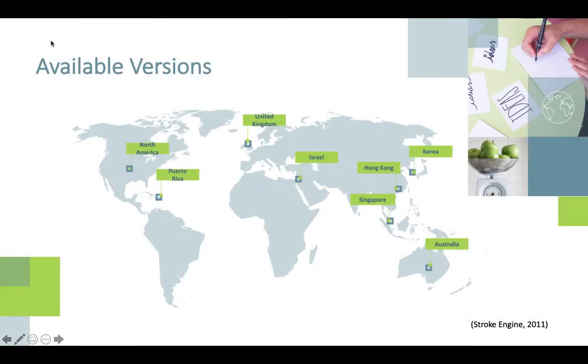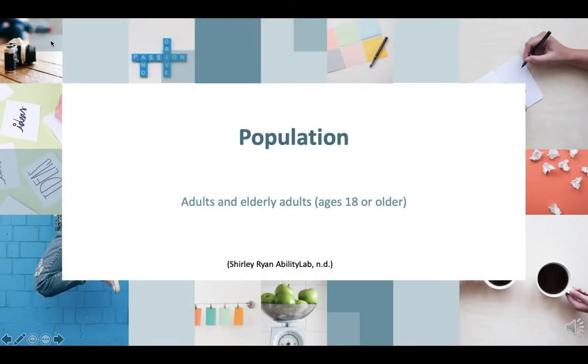The original activity card sort has been modified to suit populations in Hong Kong, Israel, Puerto Rico, Korea, Singapore, Australia, the United Kingdom, and North America. Other languages also include Hebrew, Spanish, Korean, Chinese, and Dutch. The target population for the activity card sort is adults and elderly adults ages 18 or older. It can also be used for patients with conditions such as brain injuries, cancer rehabilitation, multiple sclerosis, Parkinson's disease, stroke, and spinal cord injury.